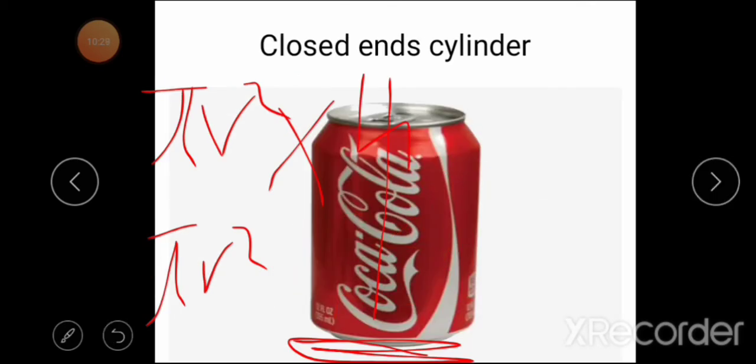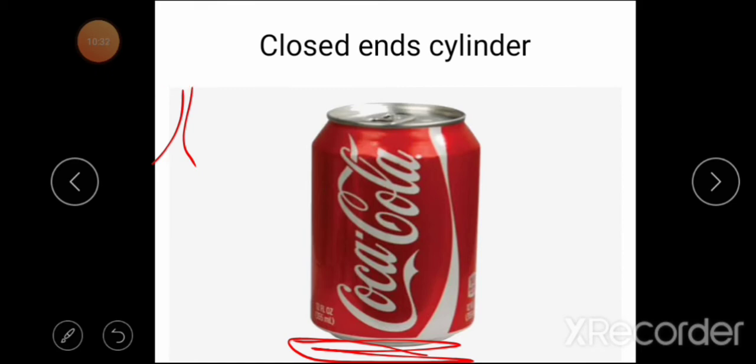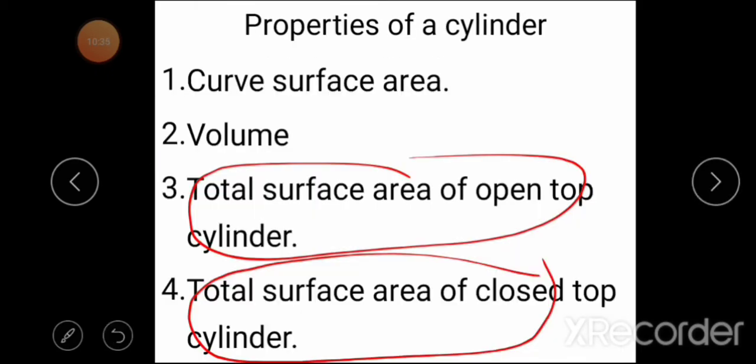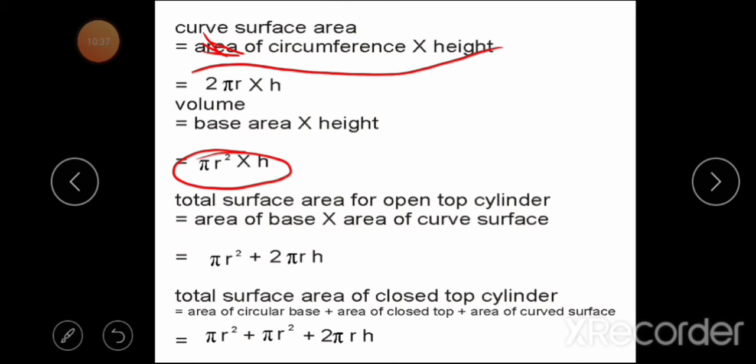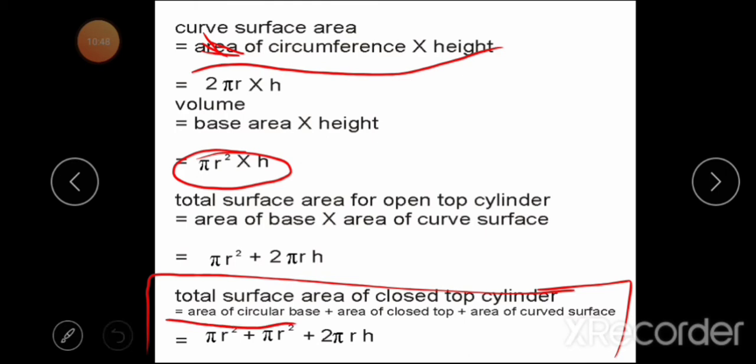Then let's go to the total surface area of a closed top cylinder. Look at it. This is the total surface area of a closed top cylinder. The total surface area of the closed top cylinder is the area of the circular base plus the area of the closed top plus the area of the curved surface.